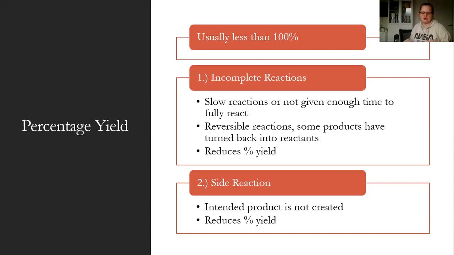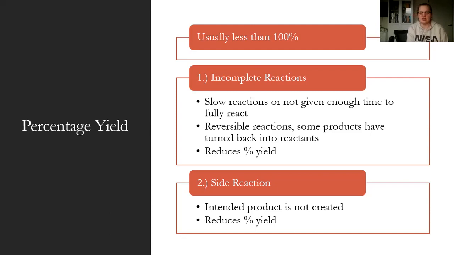is basically how much product we are getting at the end of a reaction. So percentage yield, you would usually expect it to be less than 100%. It's usually not 100%, and there are quite a few reasons why. So that's what we're going to look at now: why it's less than 100, and why you would usually expect, if you're doing a percentage yield calculation, for your percentage yield to be less than 100.